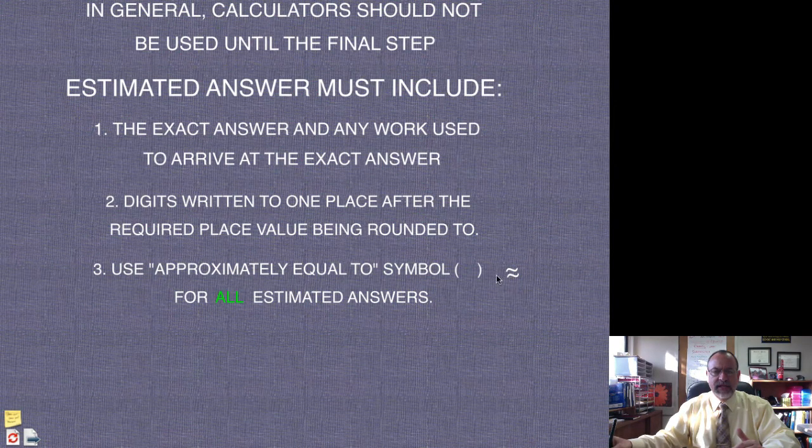That's this little squiggly line here. That should be over here. I don't know how that got over there. But we're using the approximately equal to sign when we go from our exact answer to the estimated answer.